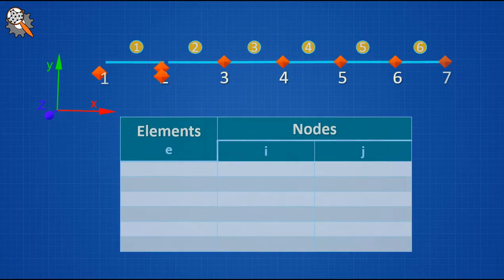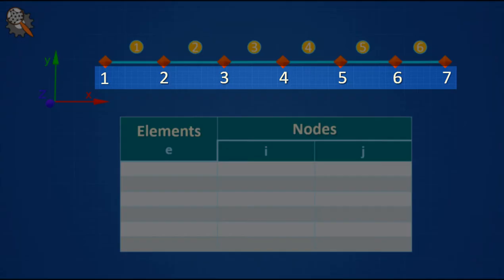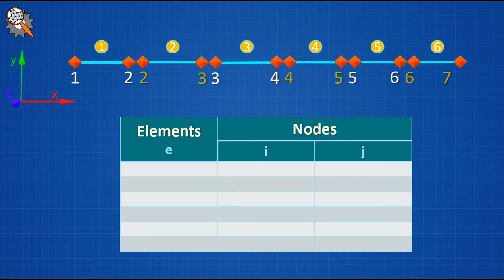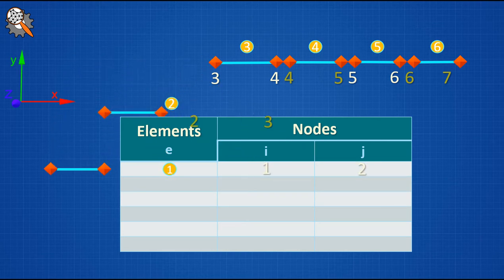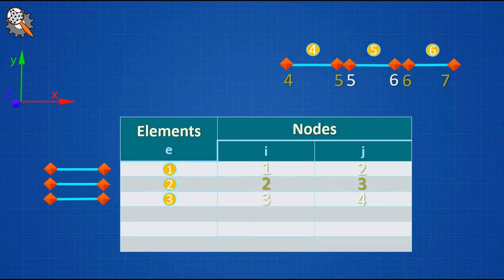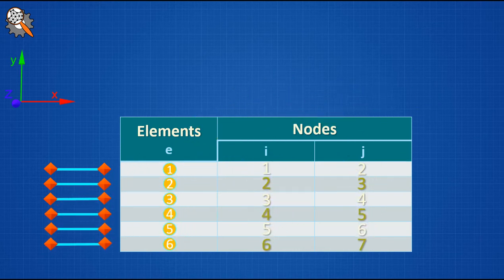We take the simple example of the bar, which is made up of 6 elements and 7 nodes. I will separate the elements first. Then I start to fill the table. This is only to clarify the process. The first element is located between the first node and the second. The second element between the second node and the third. The third element between the third and the fourth node. And so on, until the last node.